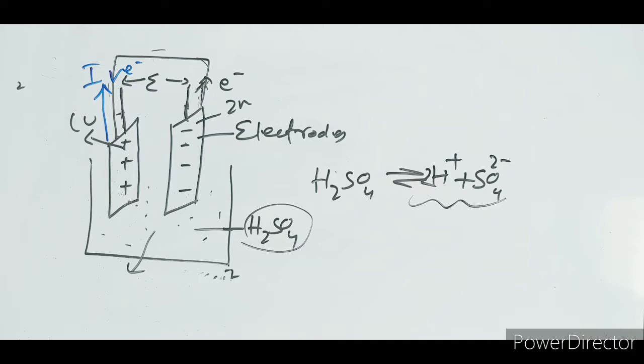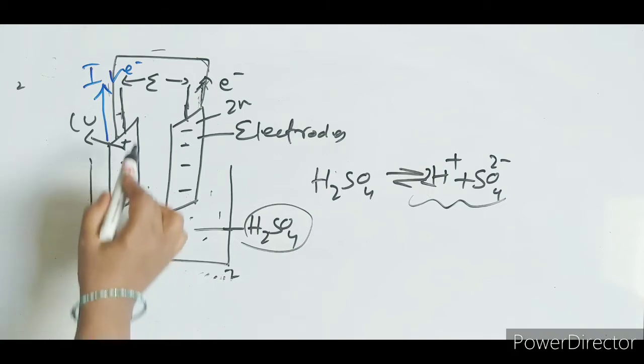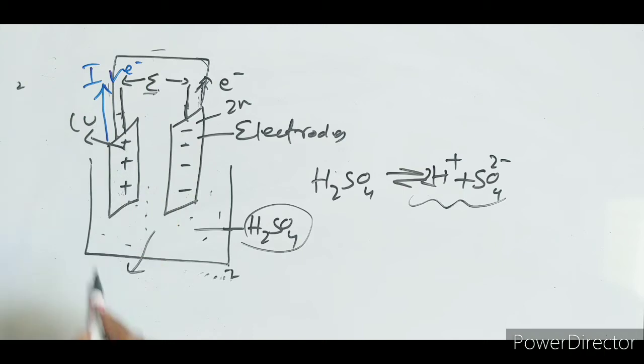And this EMF provides the maximum potential difference. If we connect a voltmeter here, it will show the maximum potential difference. Clear? So here is another definition, let me go for it.